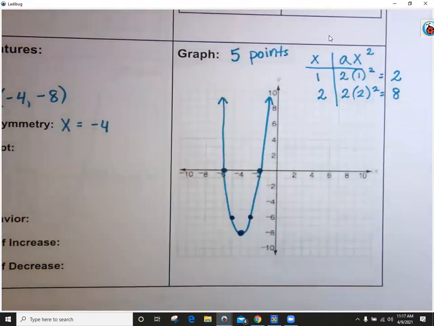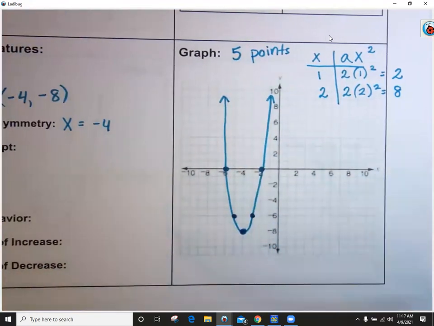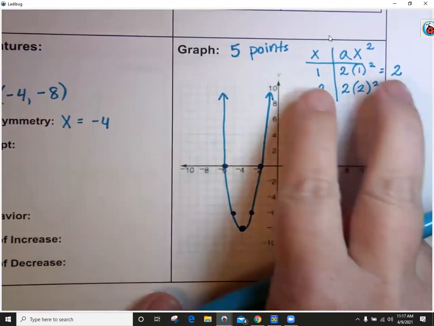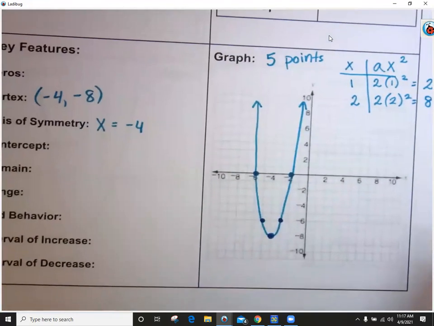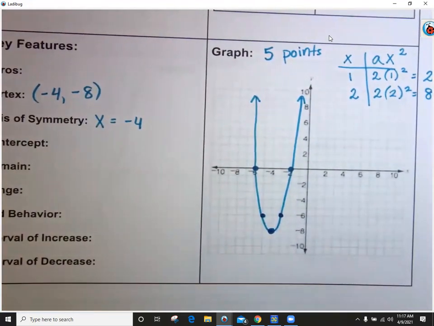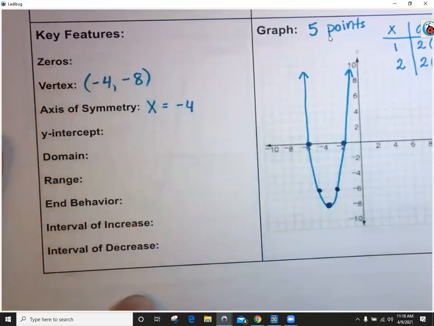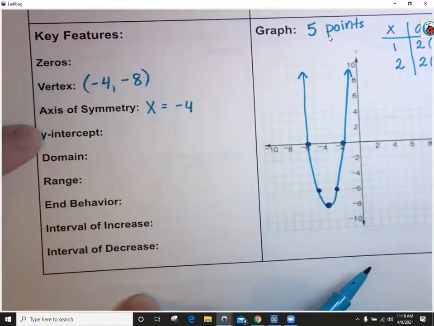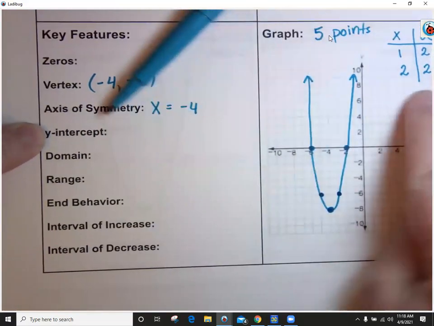Okay, so we went from the equation in vertex form to the graph. We plotted the vertex, and then we made a move chart to get those other points. Any questions about what we've done so far? All right, once you have the graph, you should be able to fill out all of these key features except the y-intercept. On this one, I can't see where it hits the y-axis. On my graph, I didn't make the move chart far enough.